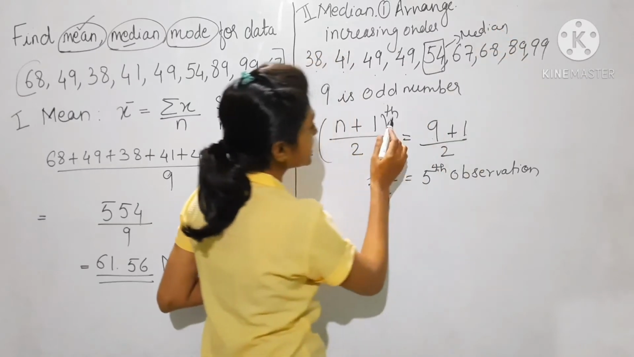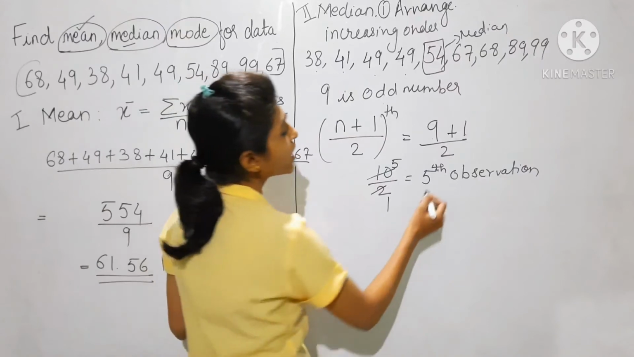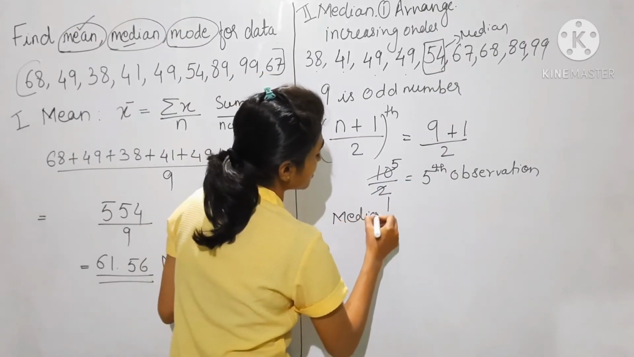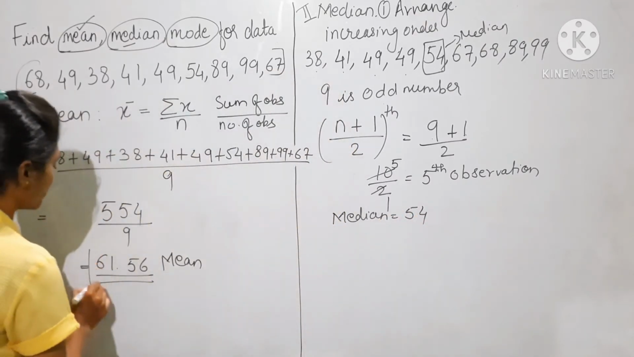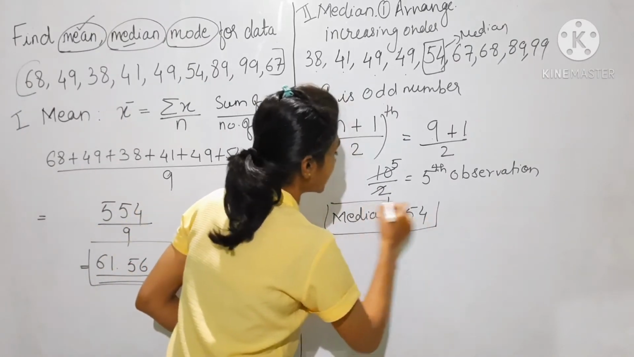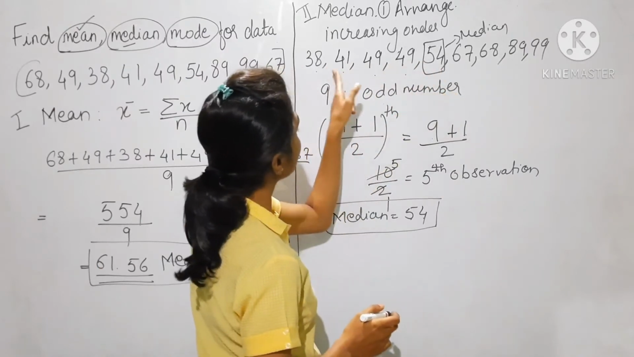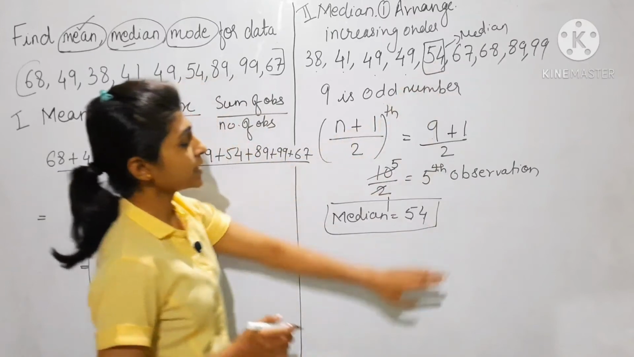The th means the term, the observation. So the fifth observation is the median, which is 54. So we have found the mean, and we have got the median. The median is 54, the fifth observation in the data.